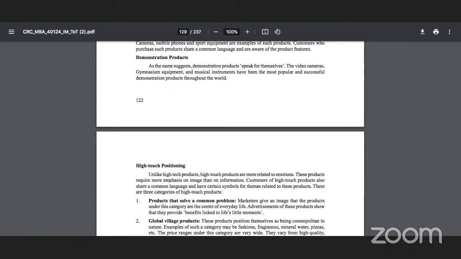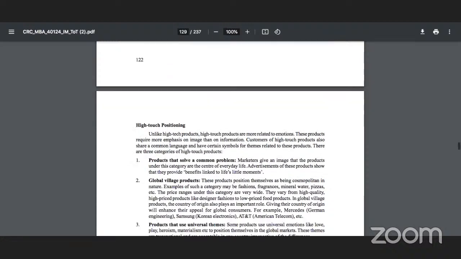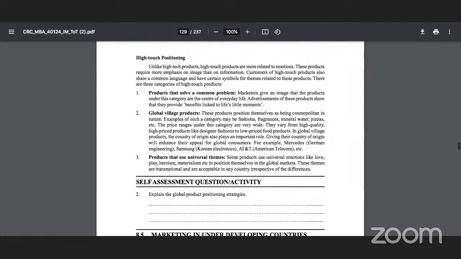You also talked in terms of video cameras, Sony, regular cameras, Canon, for example, or Nikon. So there were not many choices available if you wanted demonstration products, in terms of products which speak for themselves. But over a period of time, a lot more competitors have come into that particular business.